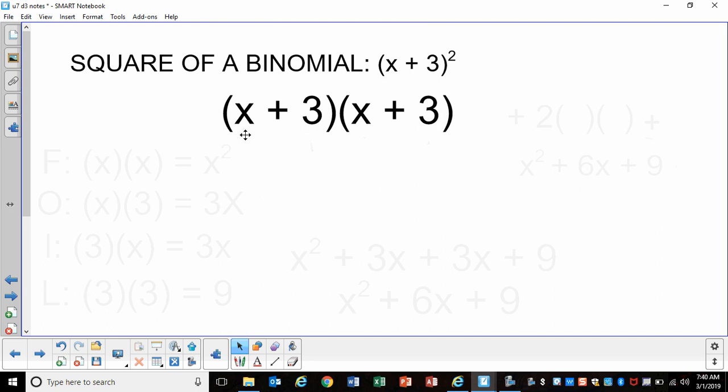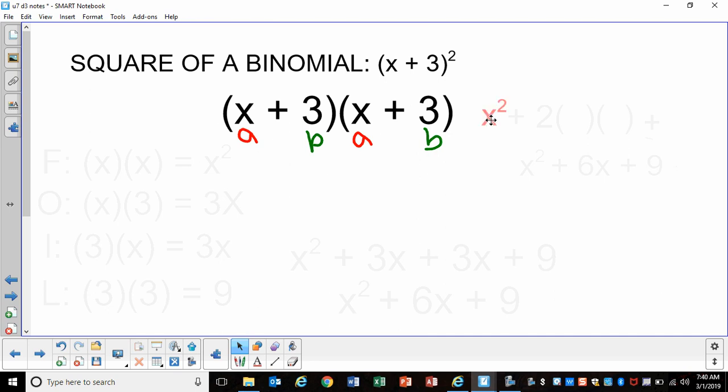In this situation, the x in the front is the a term from the general formula on the last slide, and the 3 in the back is your b term. So you can fill in a squared plus 2ab plus b squared really easily just using this.